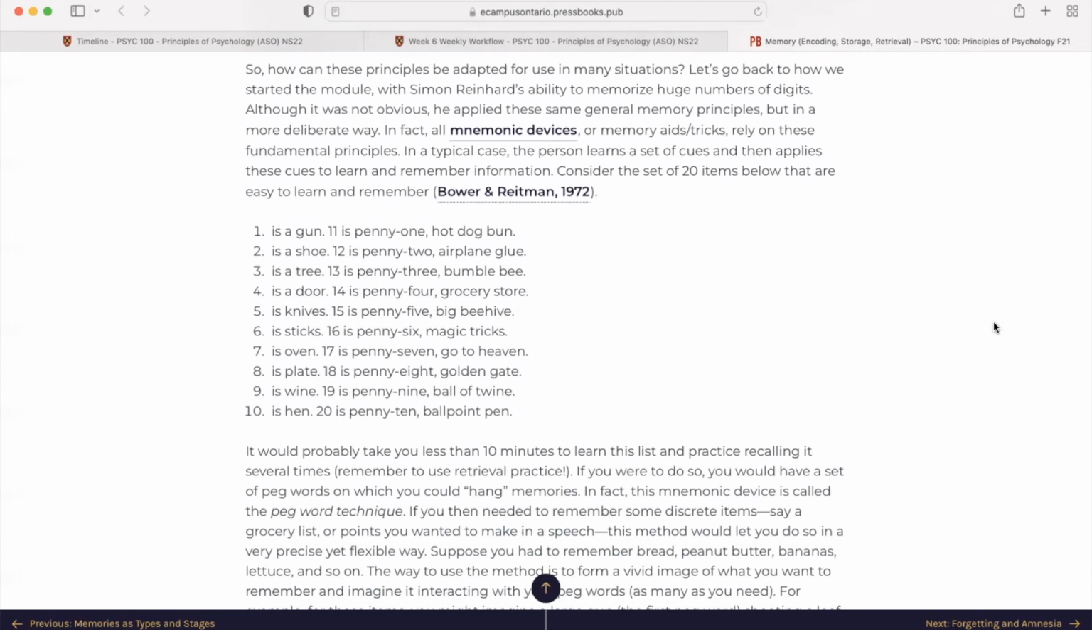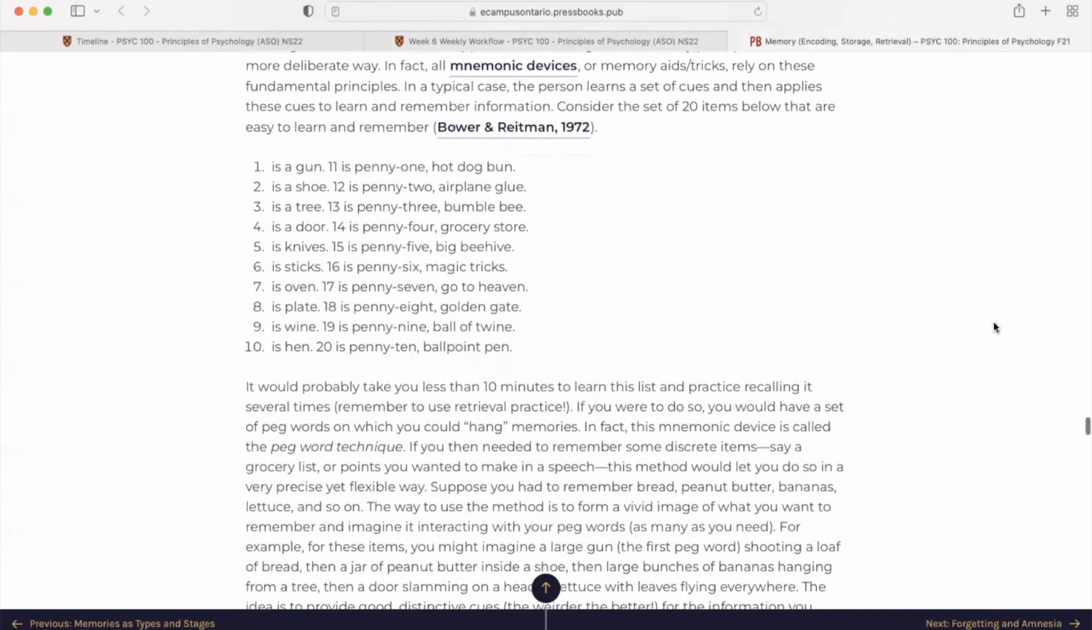19 is penny 9 ball of twine. And 20 is penny 10 ballpoint pen. Oh, those all rhymed, right? It would probably take you less than 10 minutes to learn this list and practice recalling it several times. Remember to use retrieval practice. If you were to do so, you would have a set of peg words on which you could hang memories.